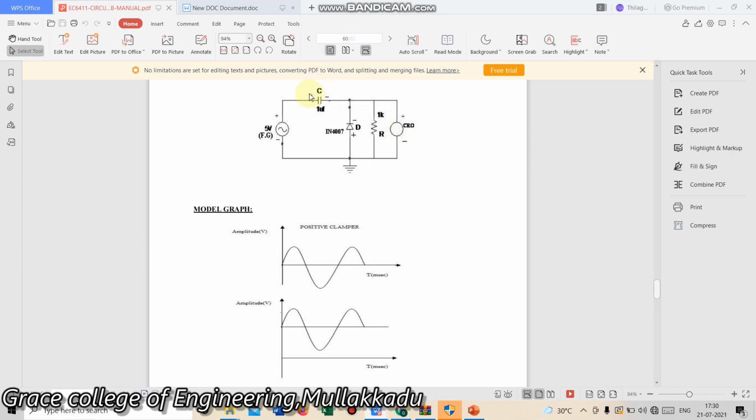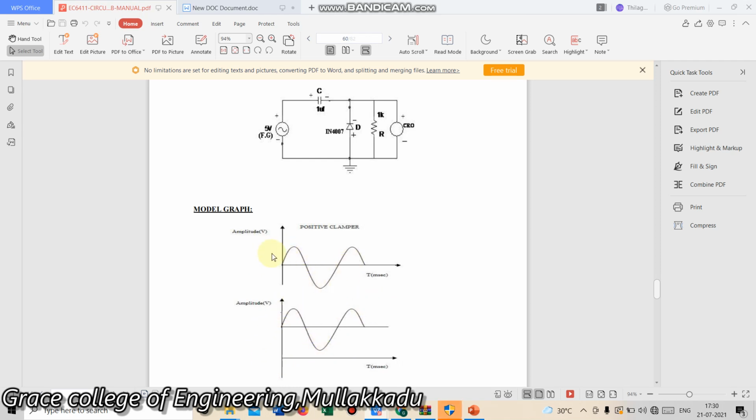Here a capacitance is connected and a diode is connected on this side. Okay, a resistance is connected in parallel, the input is the FFG, the output is the CRO, and this is the positive clamper. This is the input waveform. If we take this as -2 and +2, then it will get shifted upwards. See, this is the reference line 0, it shifts upwards. That is, for an AC signal it produces a DC voltage.